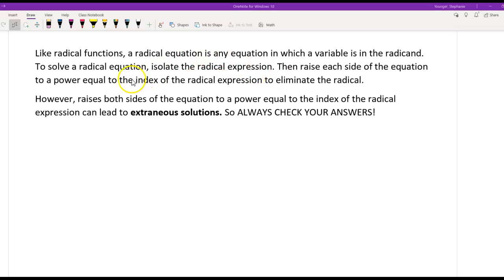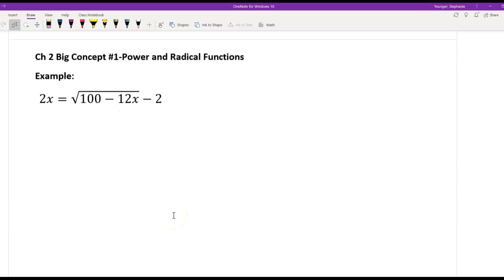So now we're actually going to take a look at radical functions, specifically radical equations. And a radical equation is any equation in which the variable is in the radicand. So to solve a radical equation, you isolate the radical expression, then raise each side of the equation to a power equal to the index of the radical expression to eliminate the radical. However, when we raise both sides of the equation, it can lead to extraneous solutions. So here's the biggie: always check your work. And so we're going to go through 2 examples of what I mean.